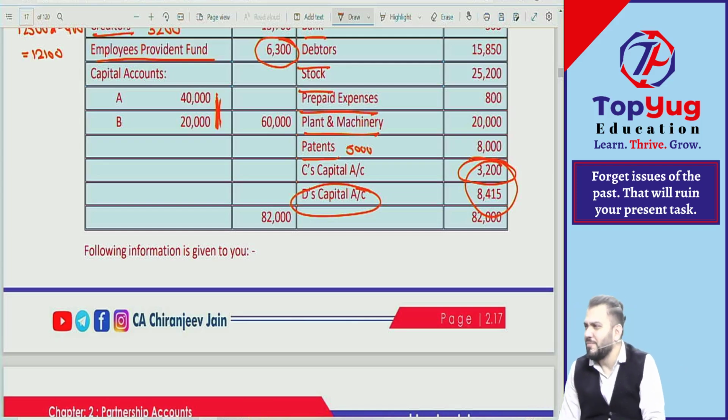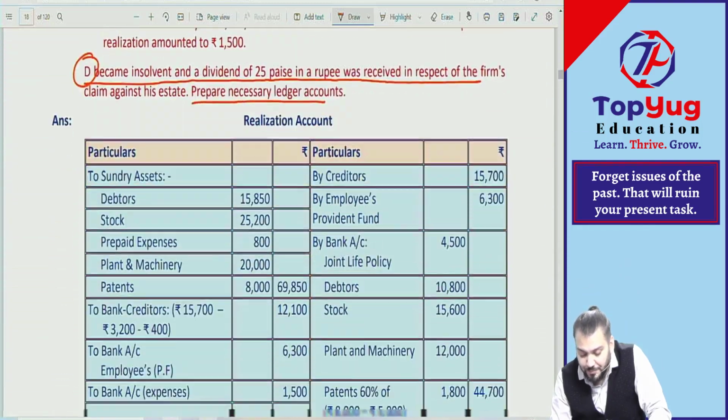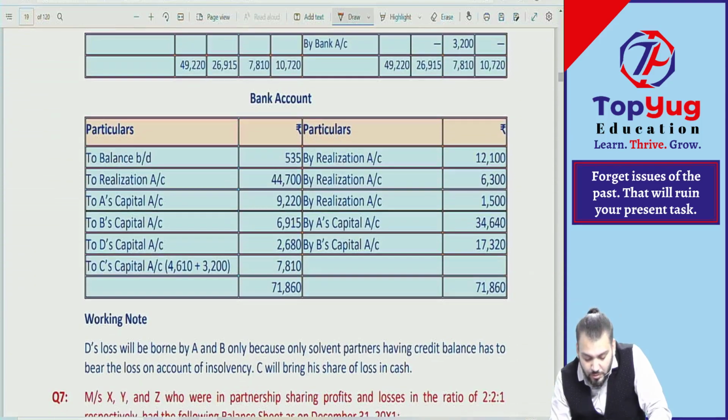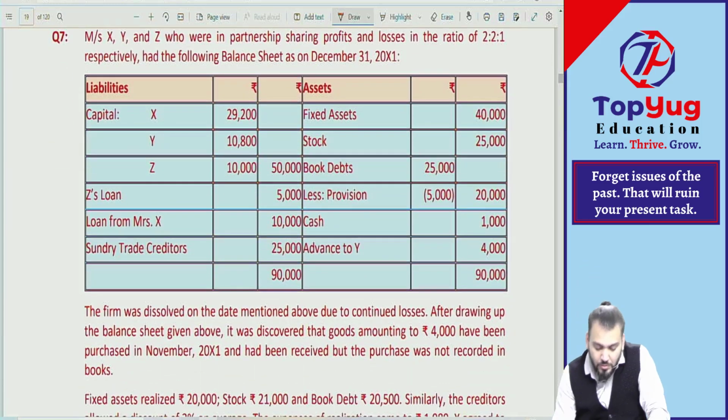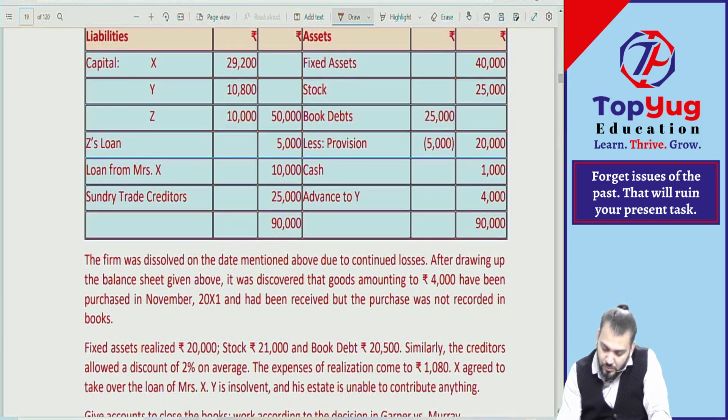Can you do it on your own? Can I give this as homework? Because I think you can do it. It is a very straightforward question. Correct? So this type of question has been asked in the exam.